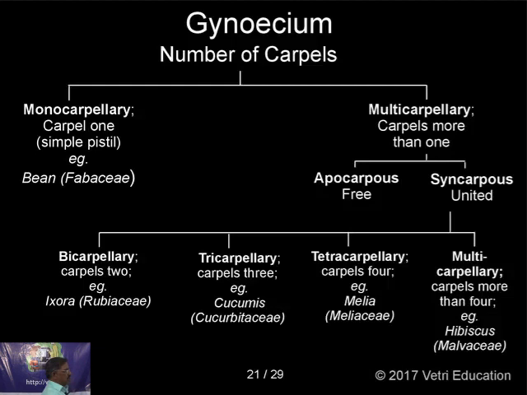The syncarpous condition is again divided into four types. When it is two carpels, bicarpellary condition, example Ixora. Tricarpellary condition, you can have 3 carpels, example Cucumis, Cucurbitaceae family. Tetracarpellary, carpels 4, example Melia, Meliaceae family. And multicarpellary, more than 4 carpels. You can find example Hibiscus, Malvaceae family.